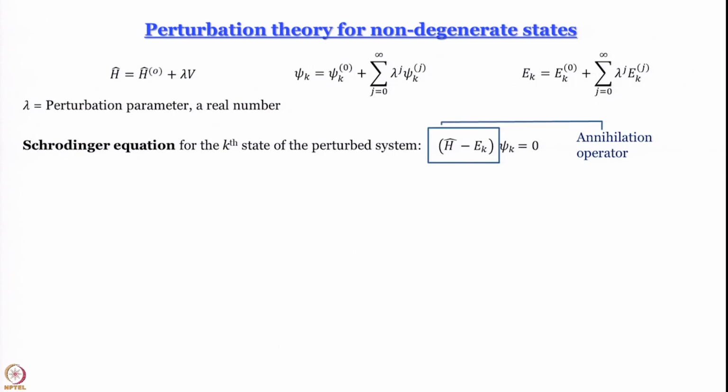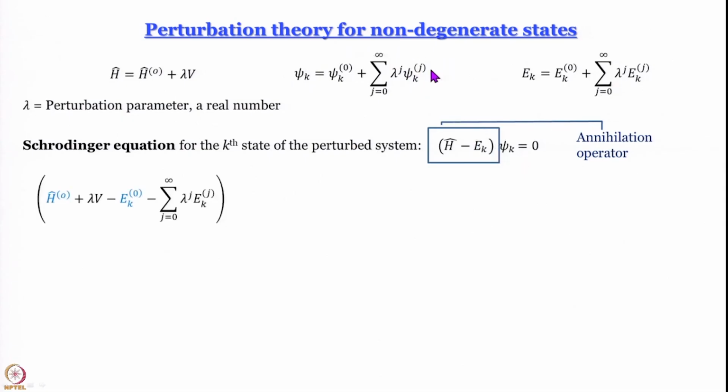So, what we do now is that we expand this. Instead of H hat, we write the expression H hat 0th plus lambda V. Instead of E k, we write E k 0th plus this sum of perturbation terms. Instead of psi k, we write this expression here.